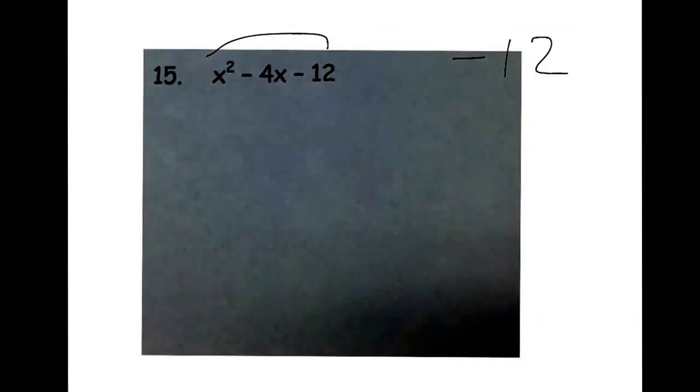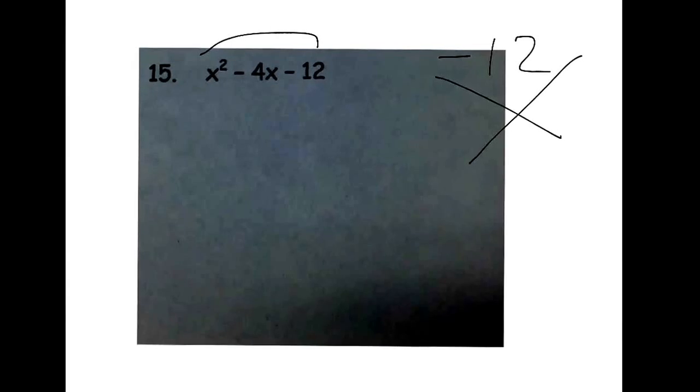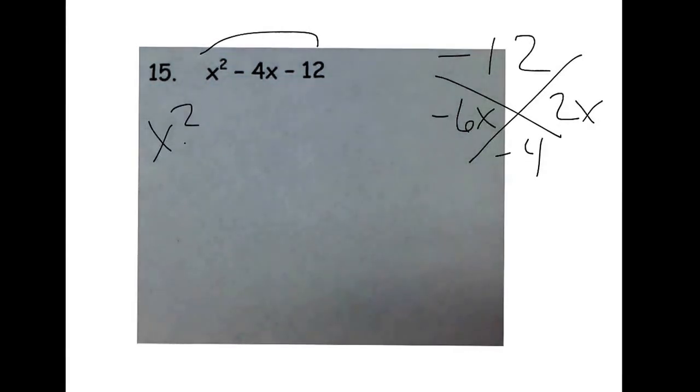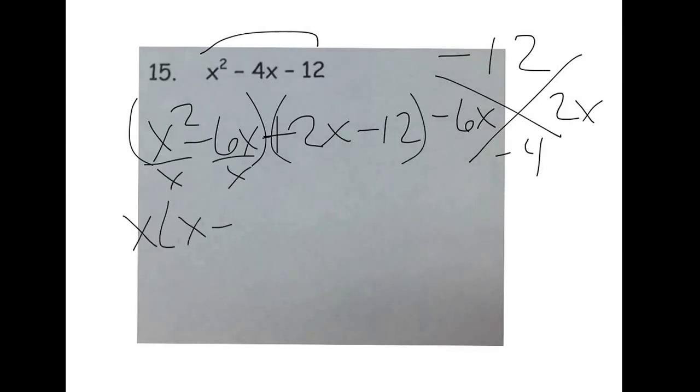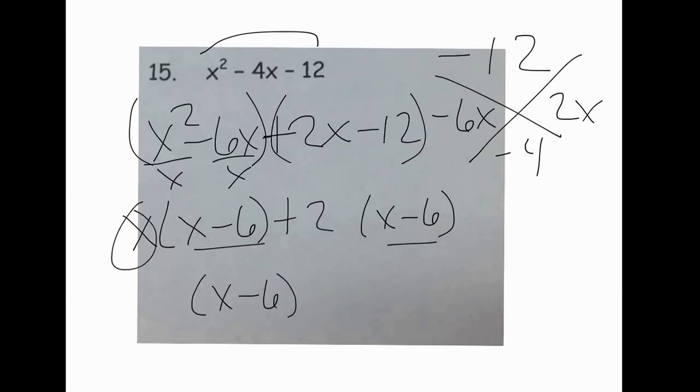1 times negative 12 is negative 12. The factors of negative 12 that make negative 4 are negative 6 and positive 2. So that becomes x squared minus 6x plus 2x minus 12. Group. Group. X goes into there. So that becomes x minus 6. This is also going to be x minus 6, and the GCF of 2 and 12 is 2. So x minus 6 is the first part of the answer. X plus 2 is the second part. And that is it.